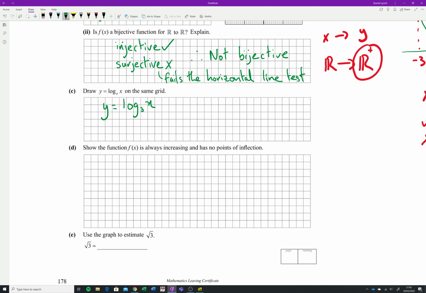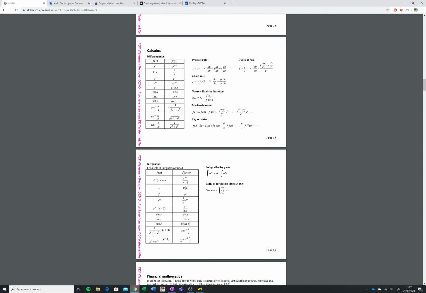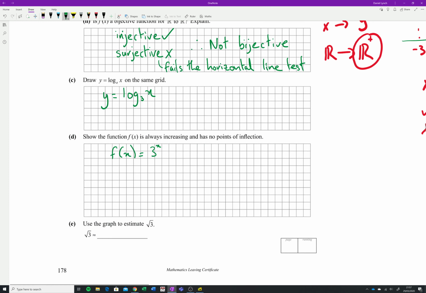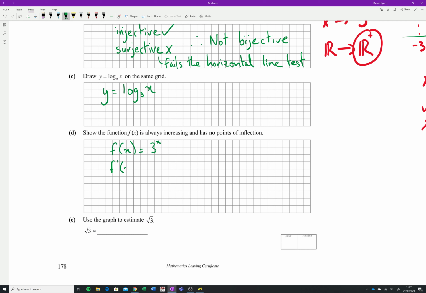What's our function? Our function is f of x equal to 3 to the power of x. So if we just go to our tables book, here's an example. You can see that we've got differentiation for a to the power of x is a to the power of x times ln a. So if we do f dash of x, or maybe just the slope, we're going to get 3 to the x times ln a. That's ln 3 in this case. Right, is this always a positive number?